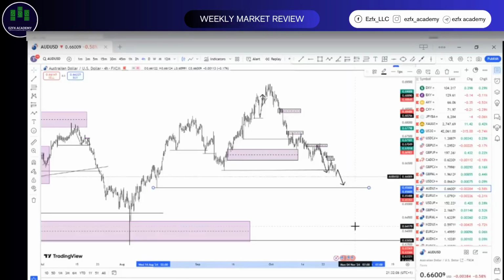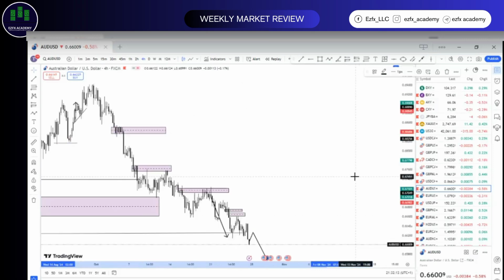0.65600. Is that correct? 0.65600 on AUD/USD. So I'm actually bearish on AUD/USD during the course of this week. Also, I hope that is clear.